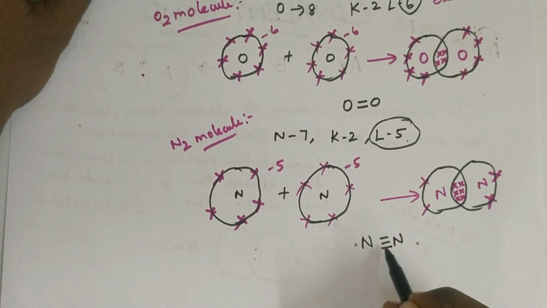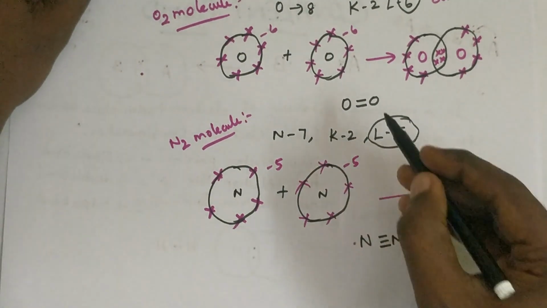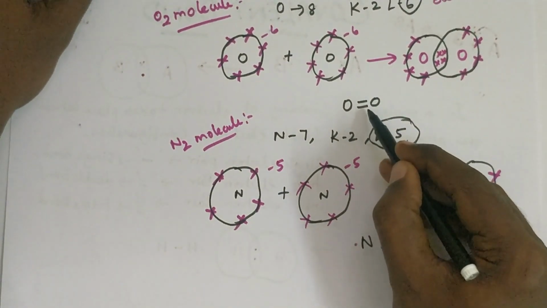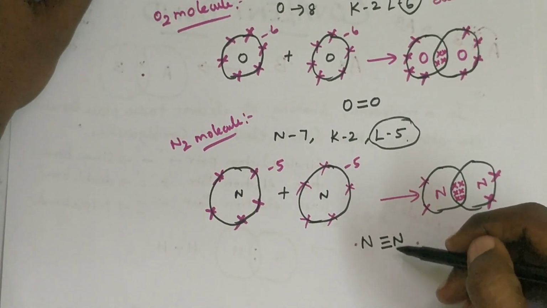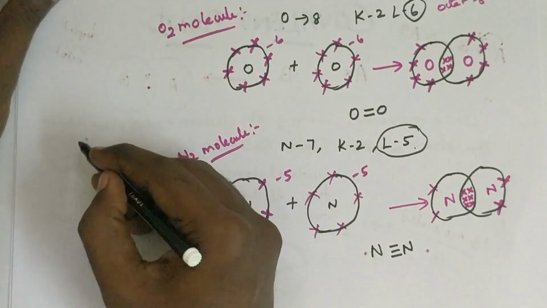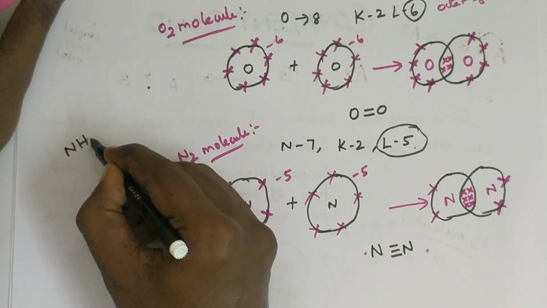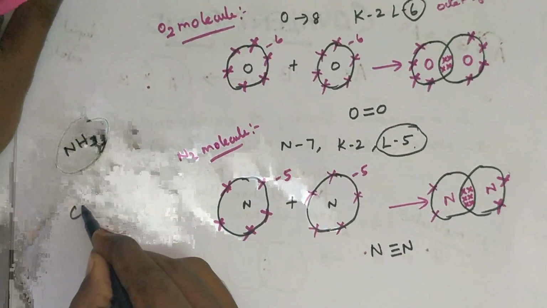That's why they mark the bond in between the atoms. If it is one bond, there is 1 electron pair. If it is double line, it means double bond, that is 2 electron pairs. If it is 3 lines, it means triple bond or 3 electron pairs. Same way you try for NH3. Ready for CH4.